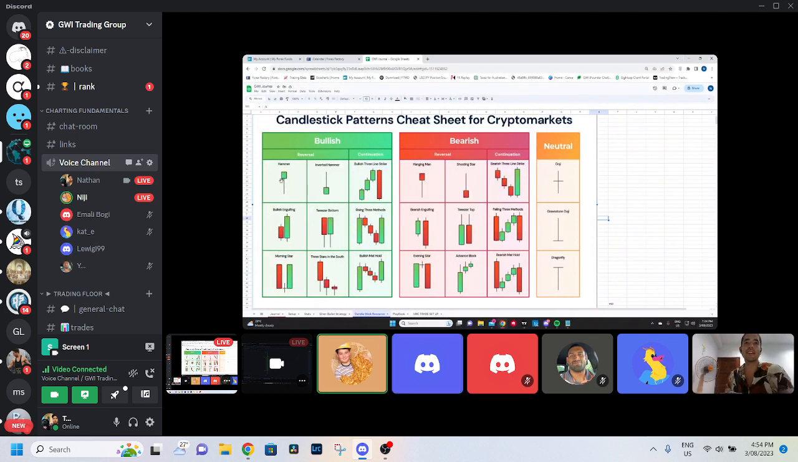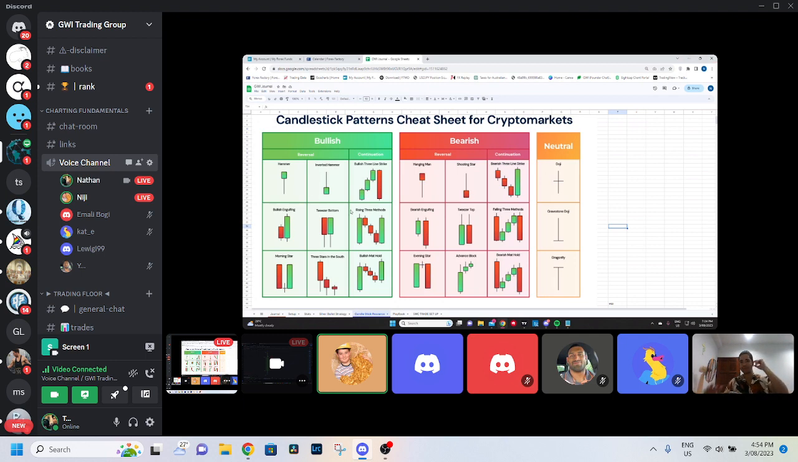Okay, no, so it opened at the bottom of the body, and within the time frame it came down, rejected this area, which created the wick, and it closed back up here. That's a good catch.